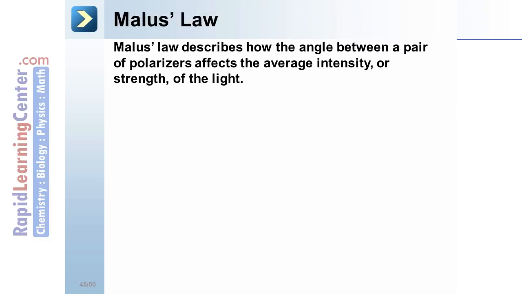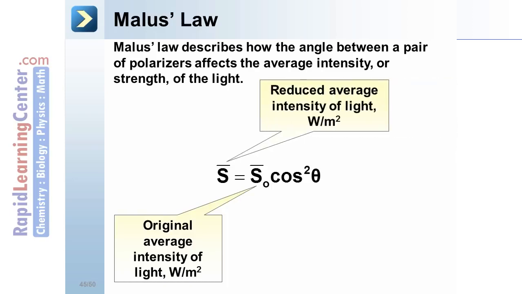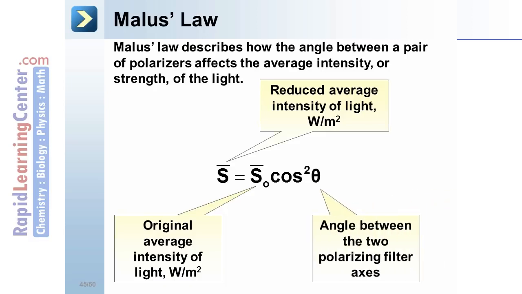Malus's law. This law describes how the angle between a pair of polarizers affects the average intensity, or strength, of the light, just as we previously described. S bar equals S0 bar cosine squared of theta. The S0 bar is the original average intensity of light in units of watts per square meter. The S bar is the reduced average intensity of light in watts per square meter. And the angle theta is the angle between the two polarizing filter axes.